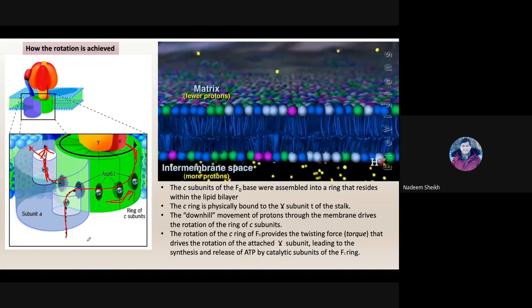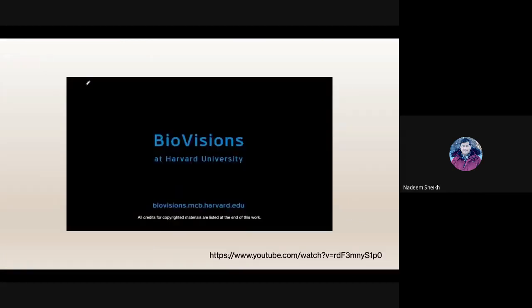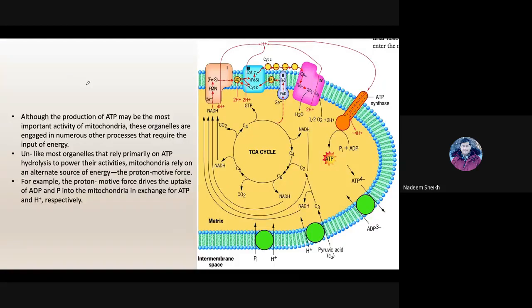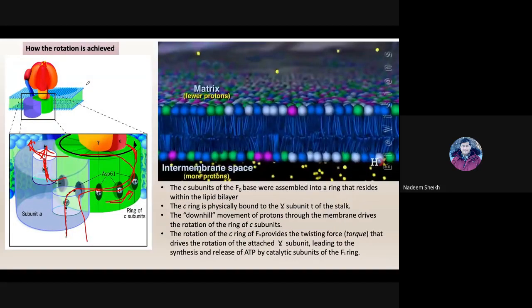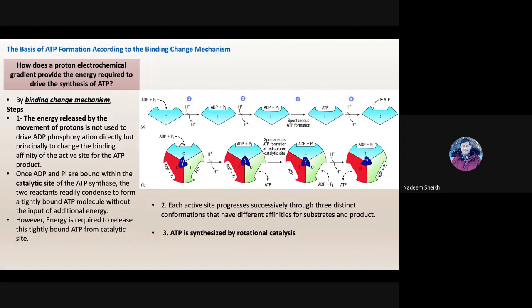Now the protons from the intermembranous space enter through this C ring. It crosses the C ring and enters into the cytosolic side. In this movement or in this process of transfer, rotation of the C ring occurs. That rotation causes the rotation of the central gamma protein. Ultimately, the gamma protein is going to give a rotation to the F1 particle, and that F1 particle is going to phosphorylate, or link the ADP with inorganic phosphate which is attached with these catalytic sites.